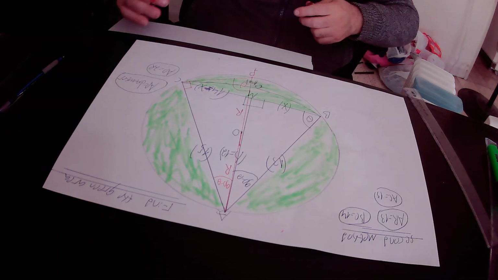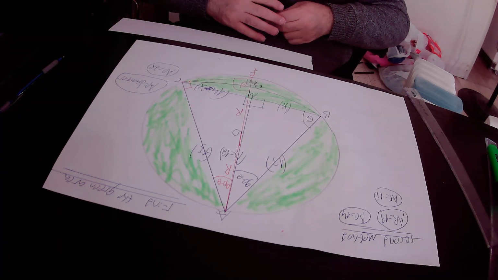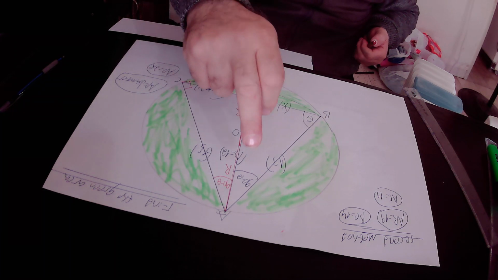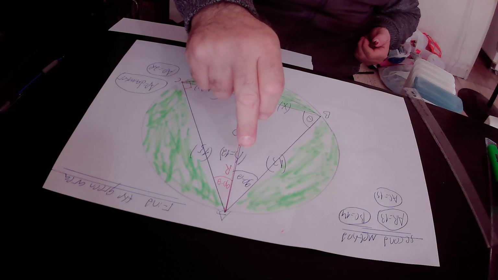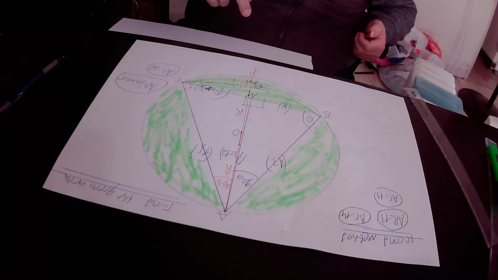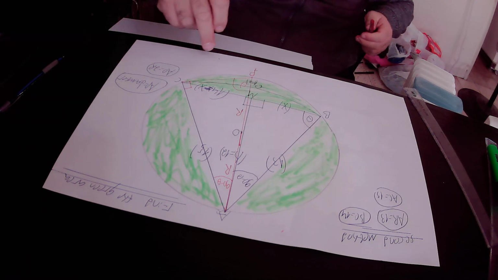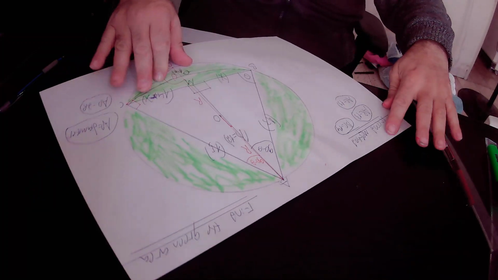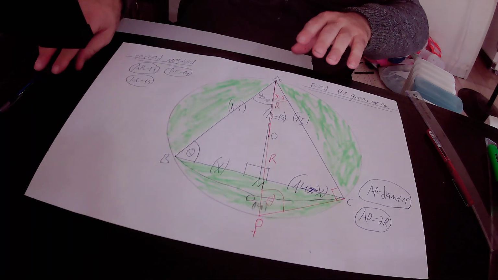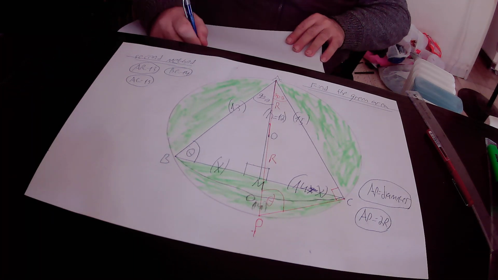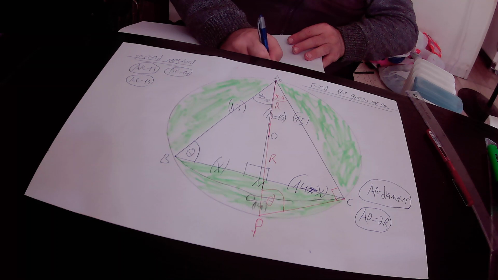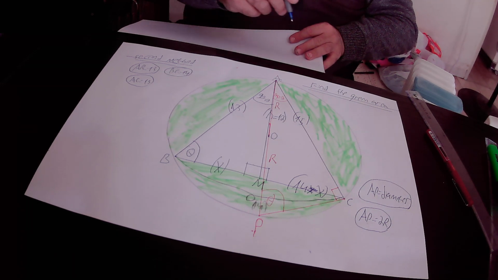In the next step, we'll prove that the right triangle AMB is similar to the right triangle APC. We prove that those two right triangles are similar to each other. So I write it down. We prove that the right triangle AMB is similar to the right triangle APC.